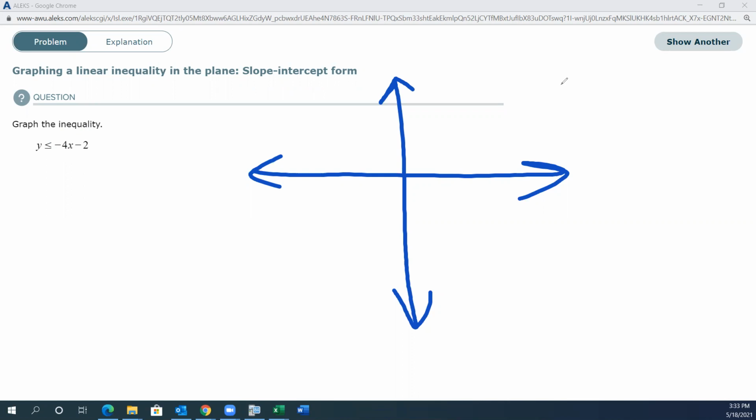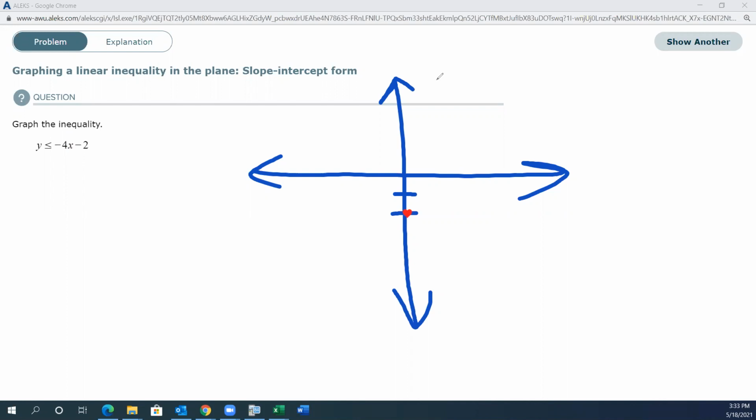So we'll start with the y-intercept. We know that the y-intercept is -2. I'll do hearts. Yeah, that's cute. All right, and then I'm going to want to change colors for this. Now the slope is -4.